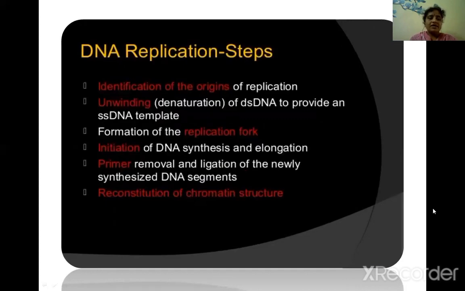Now, replication steps. These are the DNA replication steps. First step is identification of the origins of replication. Next, unwinding, also known as denaturation of double stranded DNA to provide a single stranded DNA template. Next step is formation of the replication fork. Next, initiation of DNA synthesis and elongation. Next, primer removal and ligation of the newly synthesized DNA fragments. Last one is the reconstitution of chromatin structure.